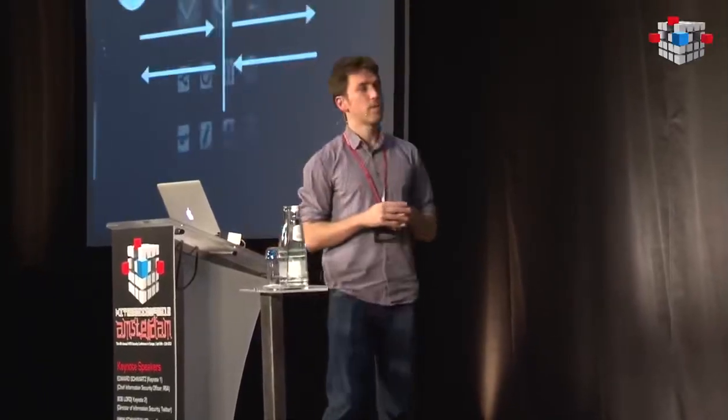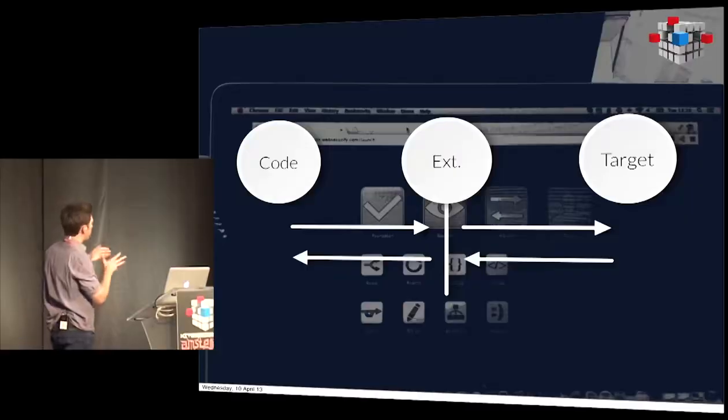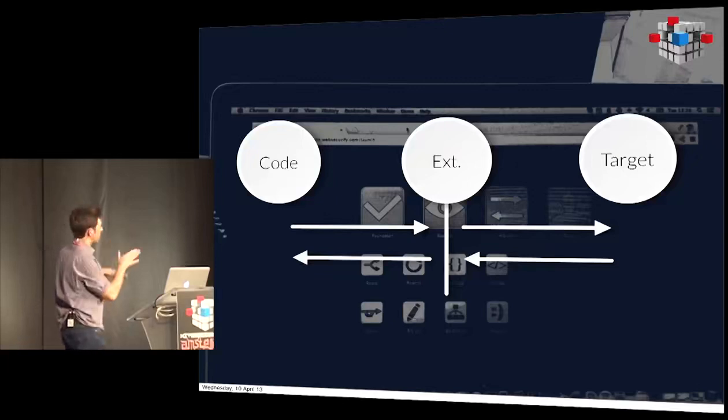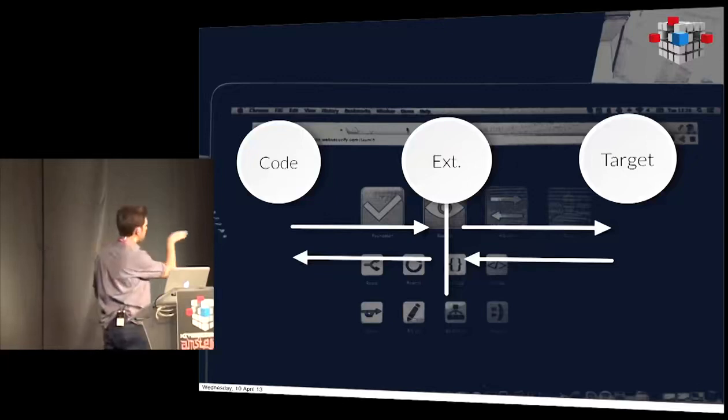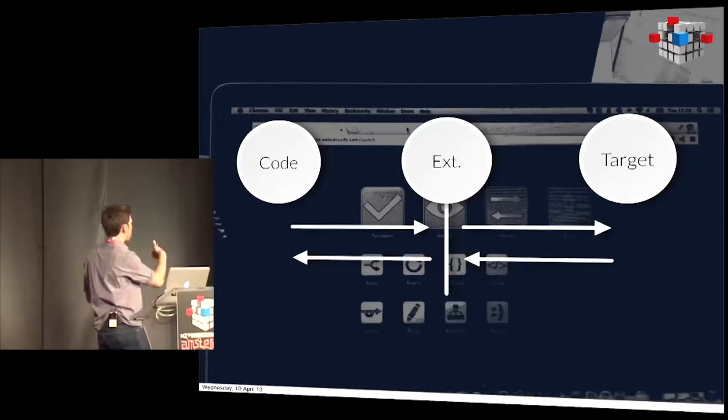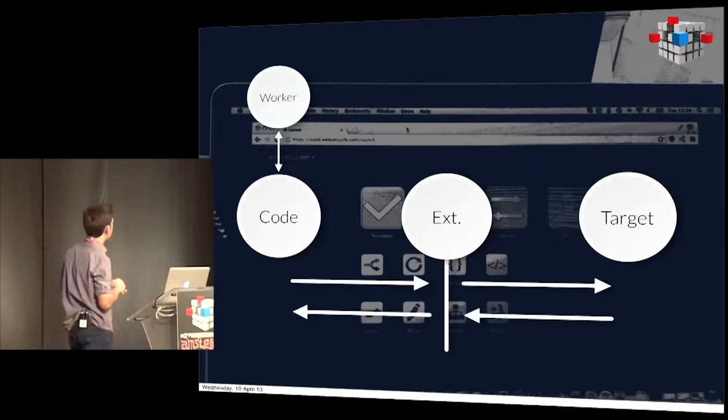So the way this thing works from an architectural point of view, you've got the extension in the middle. The extension acts as some kind of arbiter. We actually send a lot of commands from the extension. Then they go to, let's say, the target that we're testing. The stuff comes back, and it goes back to our code.